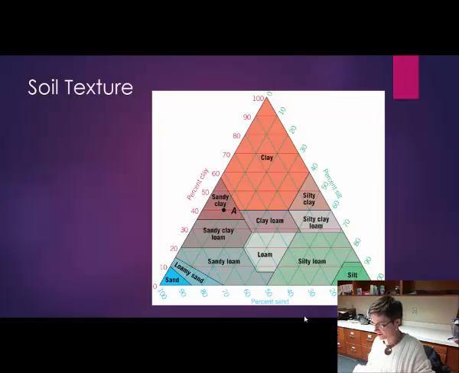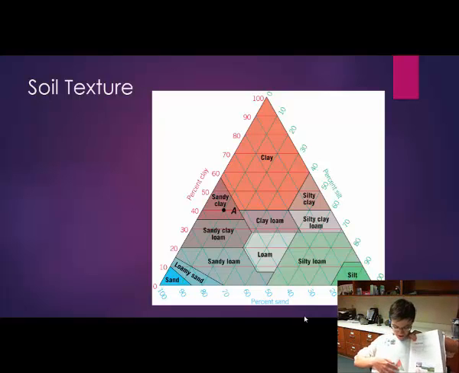Soil profiles, here we go. So here's the diagram on page 106. It's right here. Now these kinds of three-point diagrams are common in geology because a lot of things in geology are made out of three things. So for example, granite is made out of three minerals. Soil is made out of three major sediment sizes.